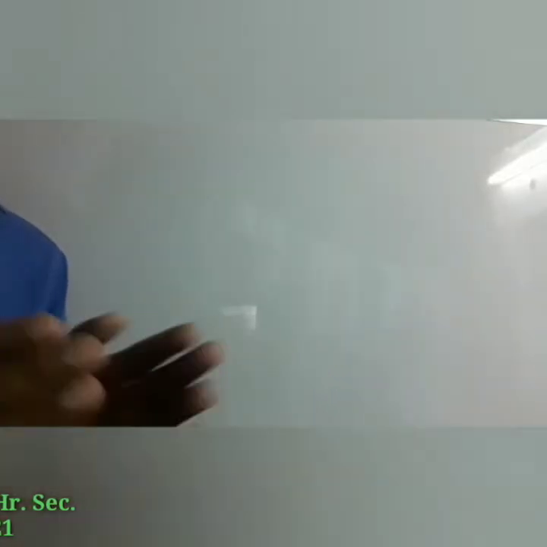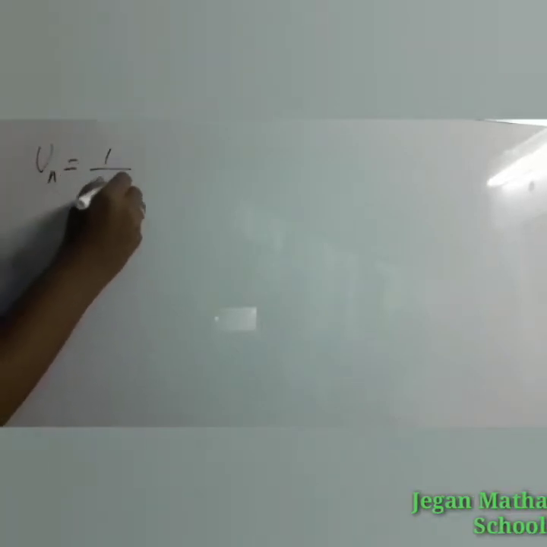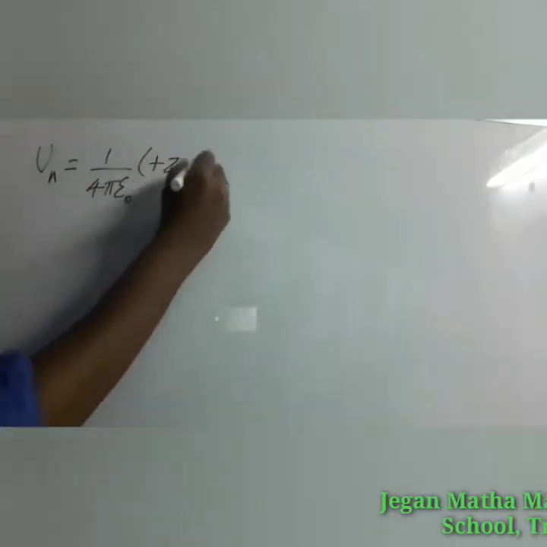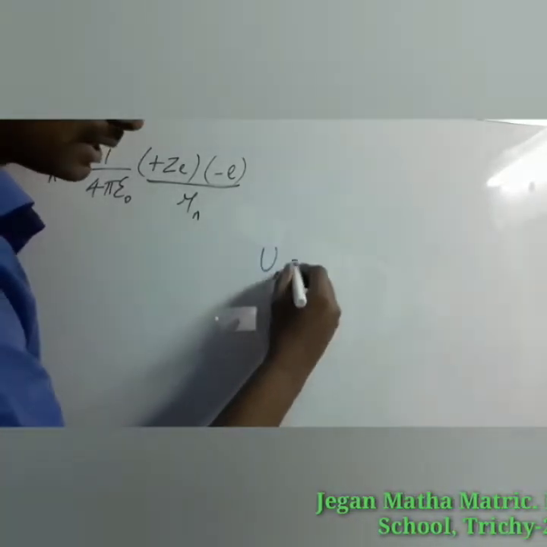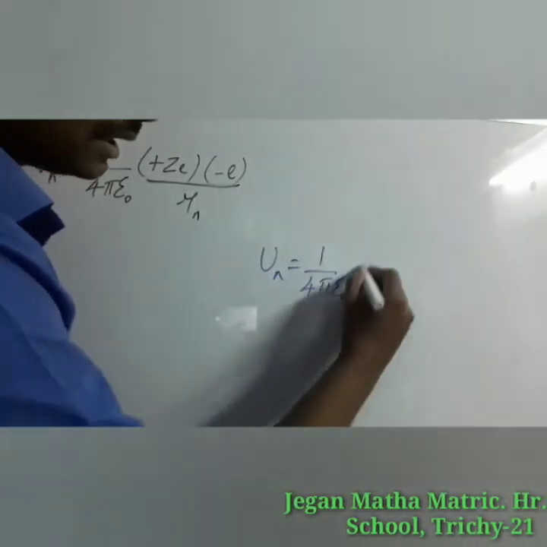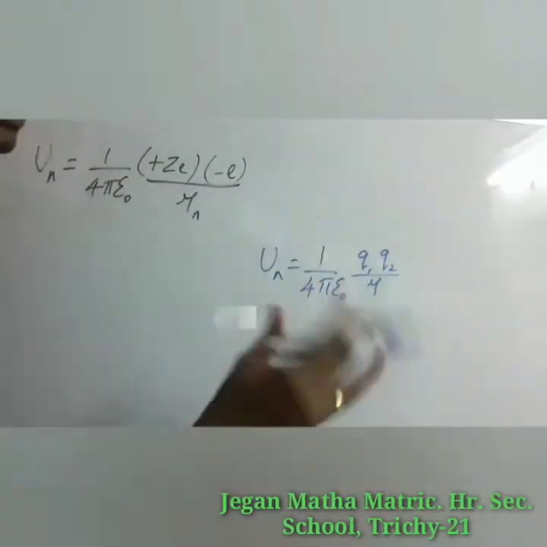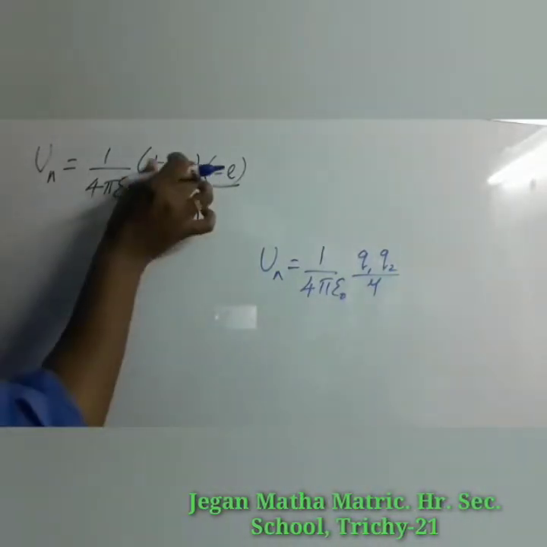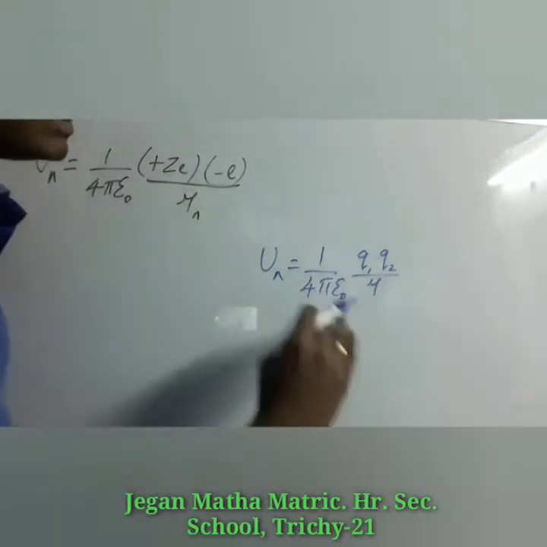If two charges are separated by a distance, there will be an electrostatic potential energy. We can write the potential energy for the nth orbit, which is given by Un equal to 1 by 4 pi epsilon naught into plus Ze into minus e by Rn. In the first chapter we learned electrostatic potential energy is given by 1 by 4 pi epsilon naught Q1 Q2 by R. Here Q1 is the first charge. Here we have taken the charge of the nucleus, which is plus Ze.